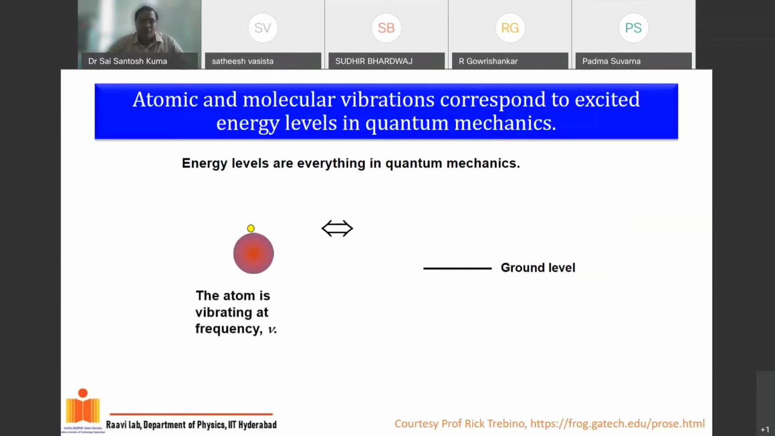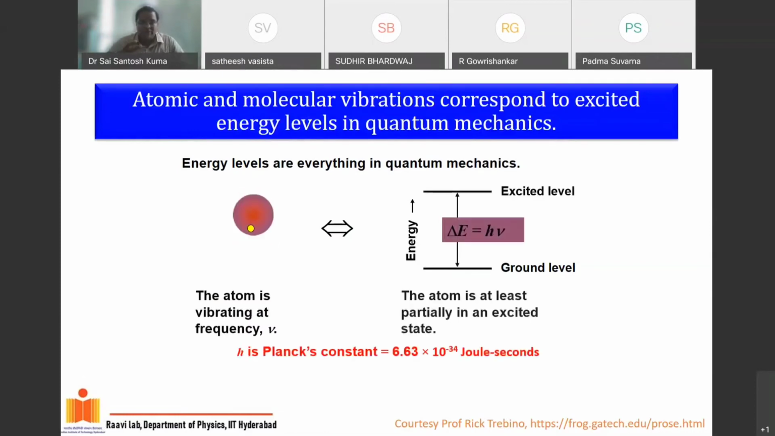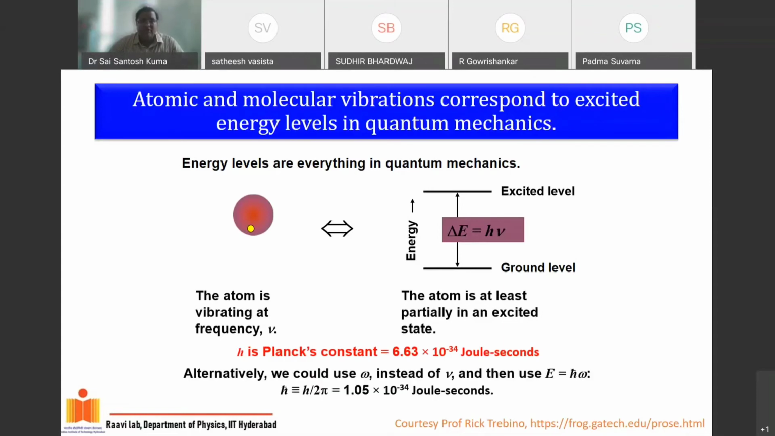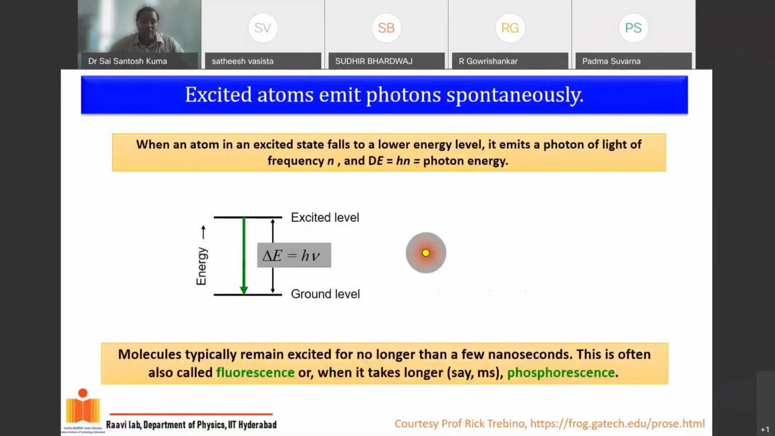Now, I wanted to introduce you to this idea. Atomic and molecular vibrations correspond to excited energy levels in quantum mechanics. So the difference between the emission and absorption is always the difference between two energy levels. The atom is at least partially in an excited state. So h is Planck's constant. Alternatively, we can use this terminology h lambda, h nu, or h omega. Furthermore, which is closer to our interest, excited atoms emit photons.